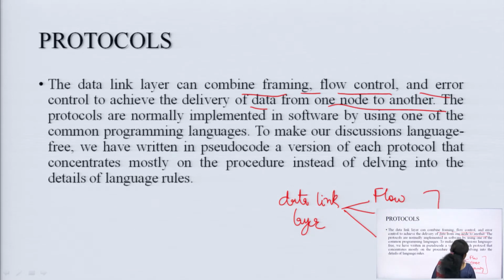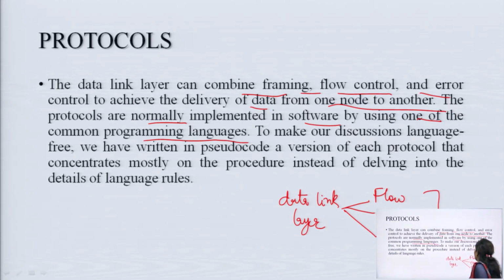So, these three operations have to be done at the transmitter side, at the data link layer: flow control, error control and the framing information. The protocols are normally implemented in software by using one of the common programming languages. To make our discussion language free, we have written a pseudo code, a version of each protocol that concentrates mostly on the procedure instead of the details of the language.